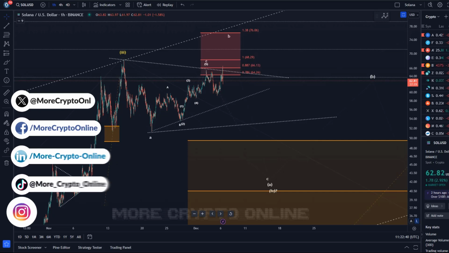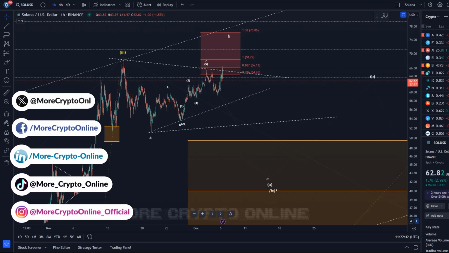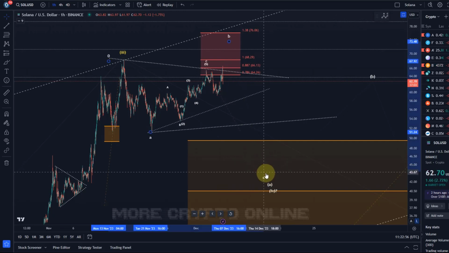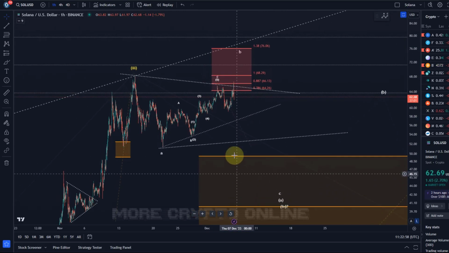Solana has broken above the initial micro resistance that I communicated yesterday. That was at $64, but we're back below it, so we haven't had a sustained break. However, with that latest high, I can't assume that the C wave to the downside of this larger correction has already started. All we've done so far was just a little further push into resistance.